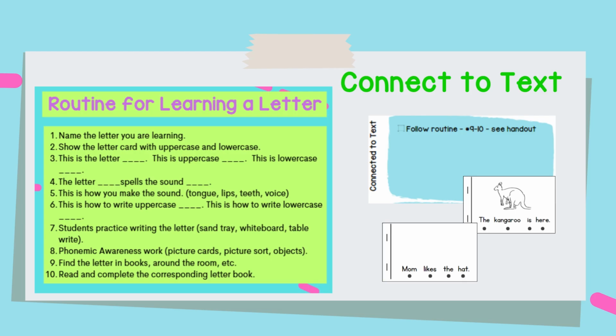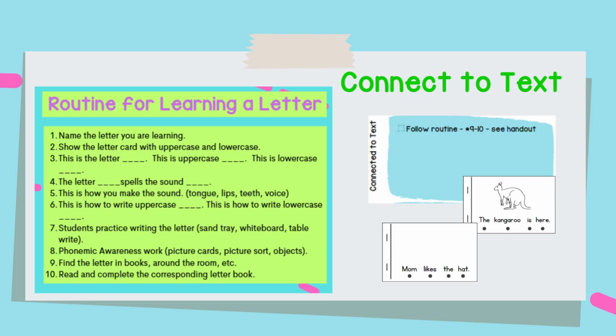And then you're going to go into the next step, which is connecting to text. This is where you go back to that routine for learning a letter, and you're going to do steps 9 and 10. This helps students connect the new letter and sound to real books. This is where students begin to see how the letter works inside text, and it strengthens their early reading behaviors.